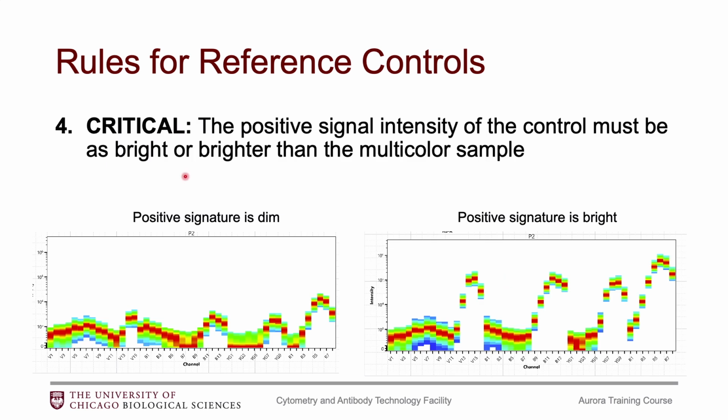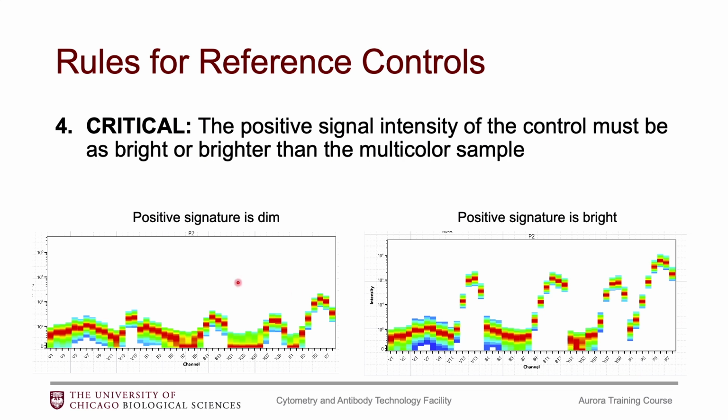Rule number 4, I would say that a lot of people mess up this rule. The positive signal intensity of the control has to be as bright or brighter than the multicolor sample. I have 2 examples here. On the left, the signature is dim, and on the right, it's the same exact signature, it's just brighter.